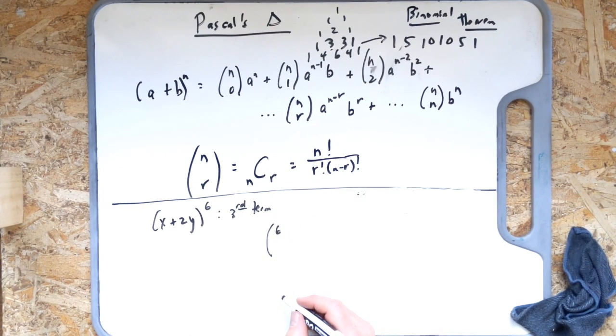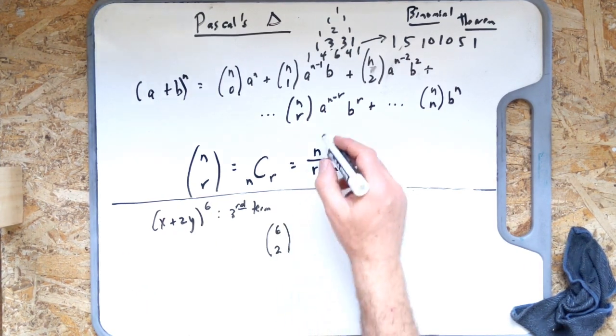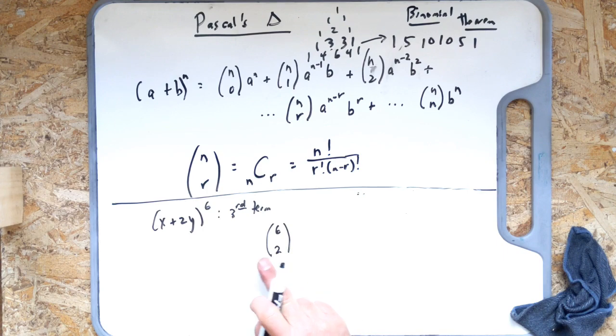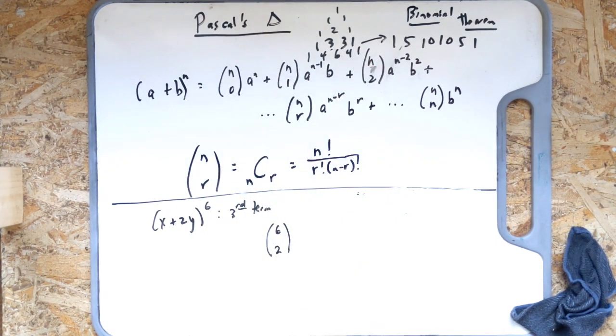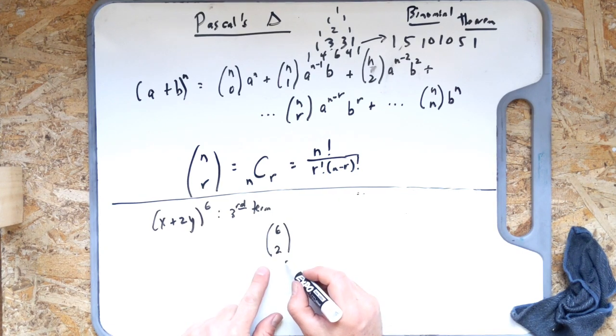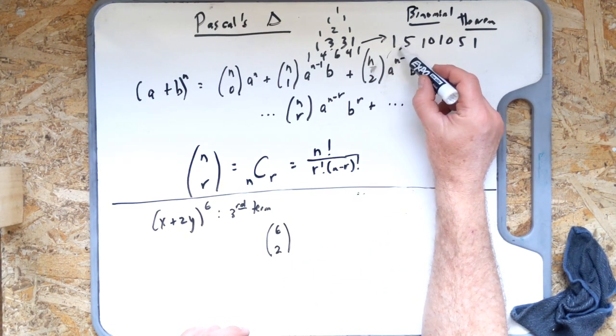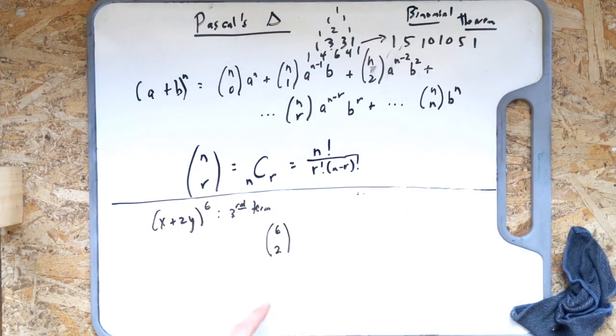I have 6 total numbers. I'm doing the third term, which means r in this case is 2, 1 less than the term number because this is the 0th term. 0, 1, 2. All this is going to do is give me the Pascal's triangle number for the third term, which I can get up here as 1, let's see, 6, looks like it's 15. So this is 15.